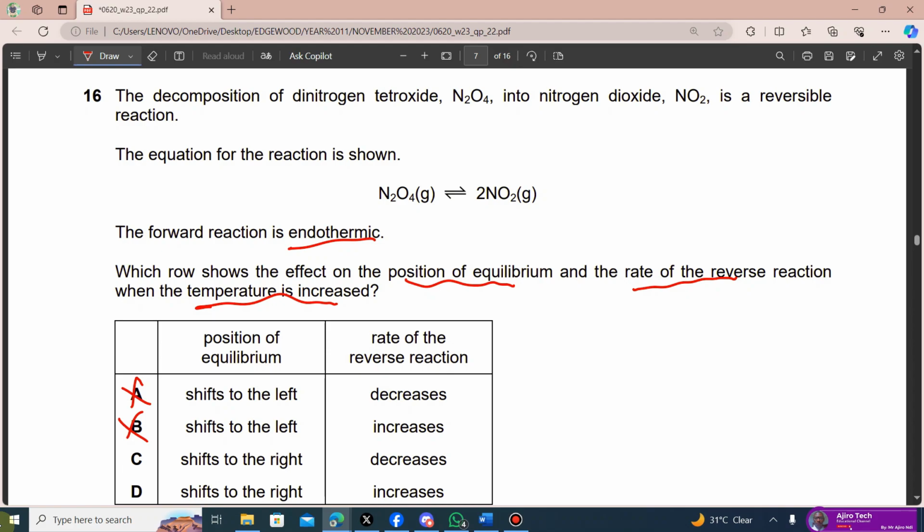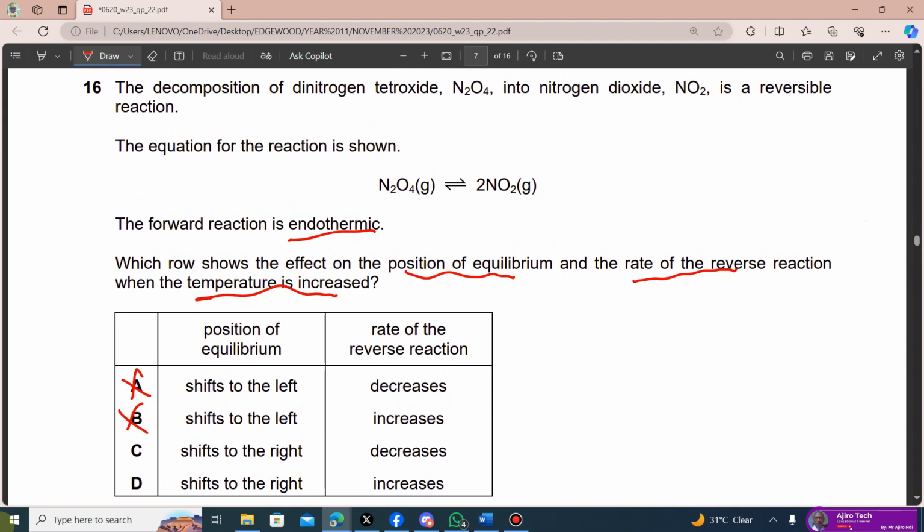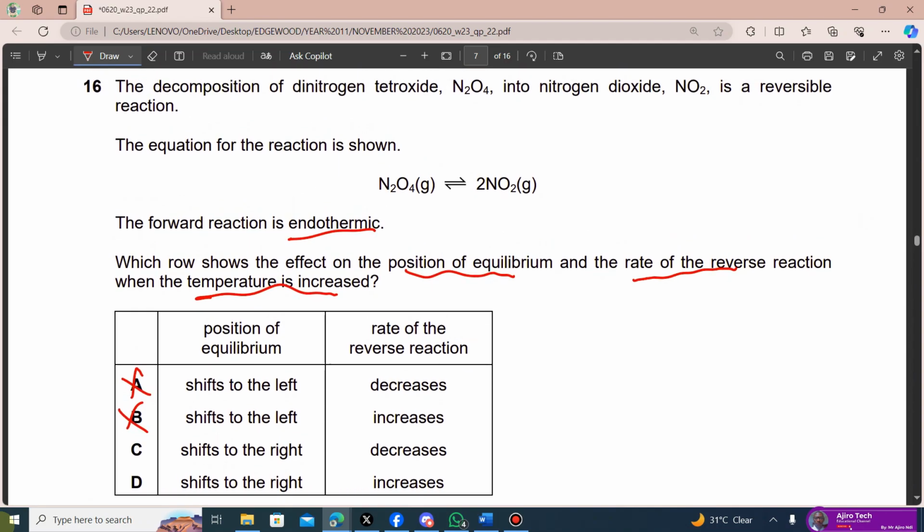So when equilibrium shifts to the right, what will be the rate of the reverse reaction? Will it decrease or will it increase? Now, when equilibrium shifts to the right, you see that the rate of the reverse reaction simply increases. All right? Because the temperature is increased, the rate of the reverse increases. So D.